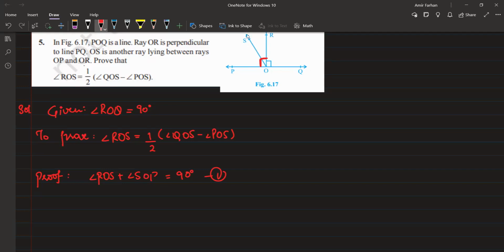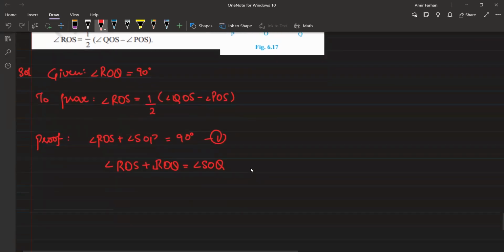This angle SOQ can be written as SOR plus ROQ. Angle ROS plus angle ROQ is equal to SOQ, the whole angle, because they are adjacent angles. OR is the common arm. Clear, yes or no? Adjacent angles.